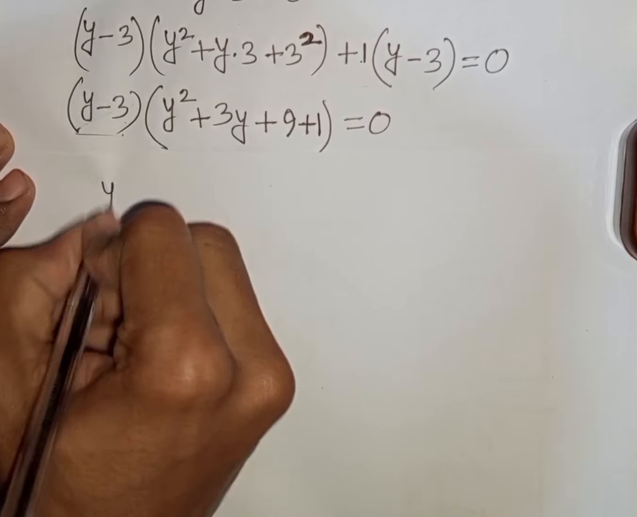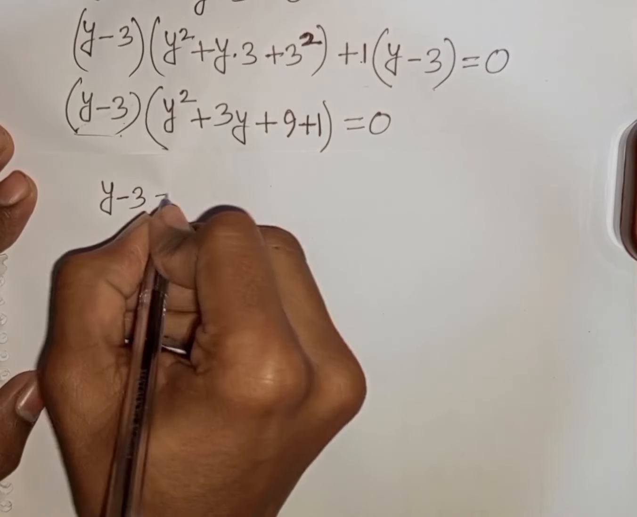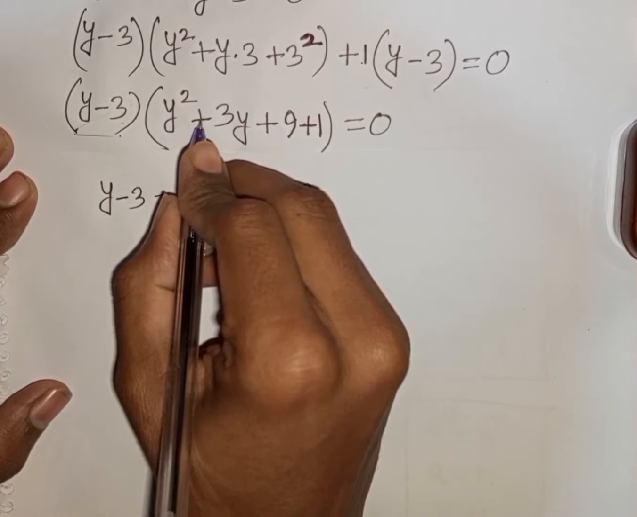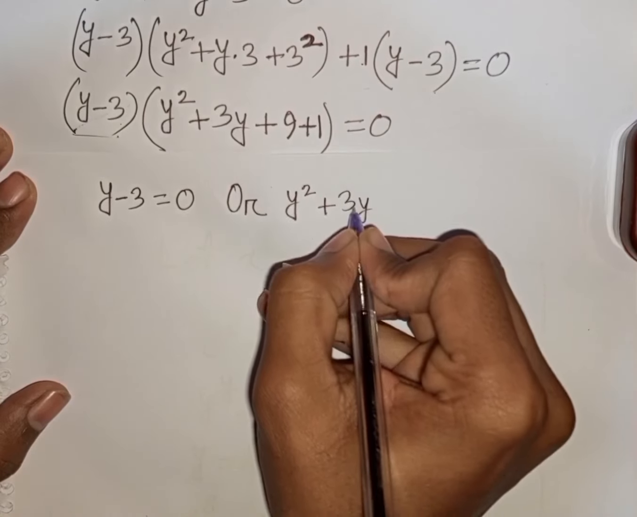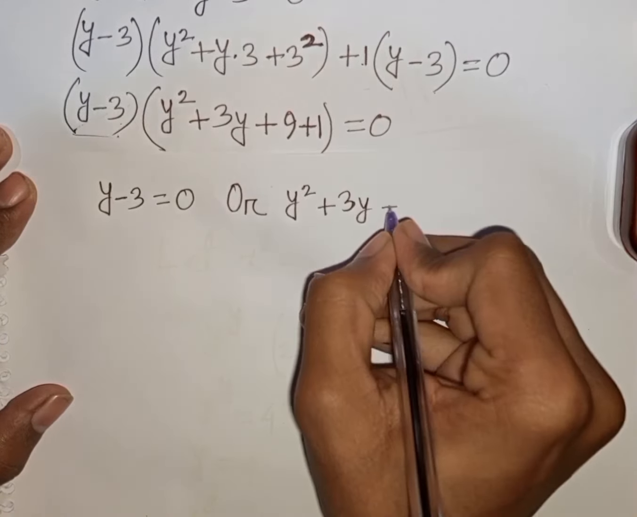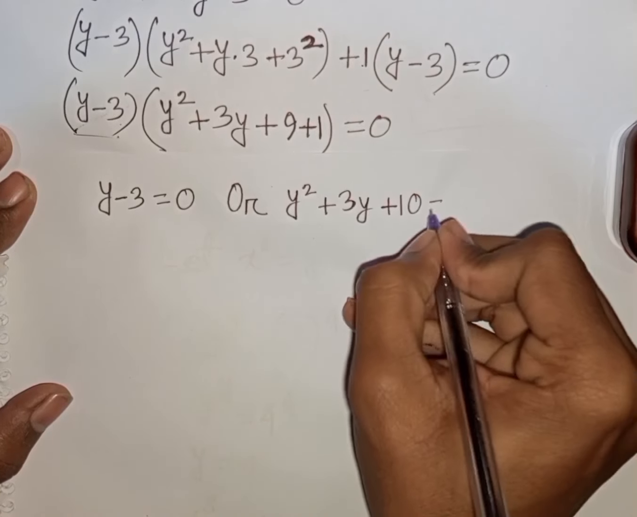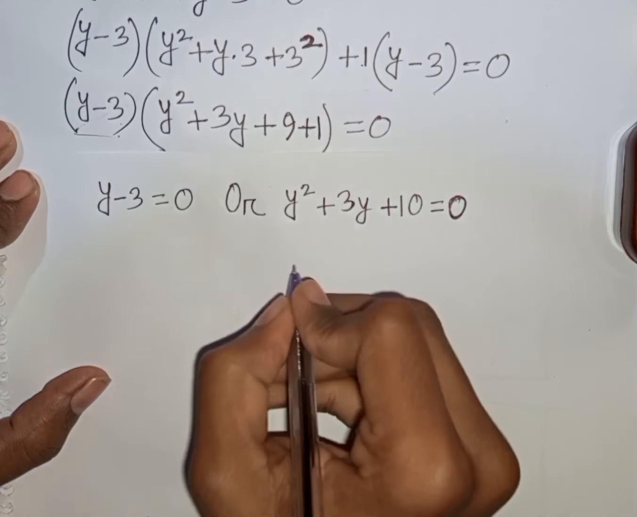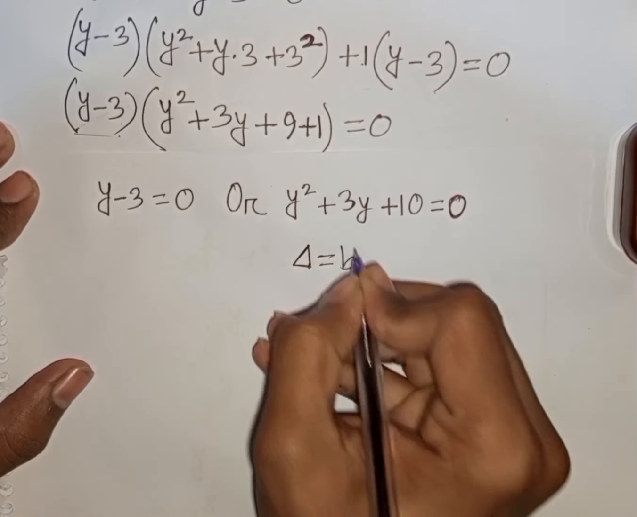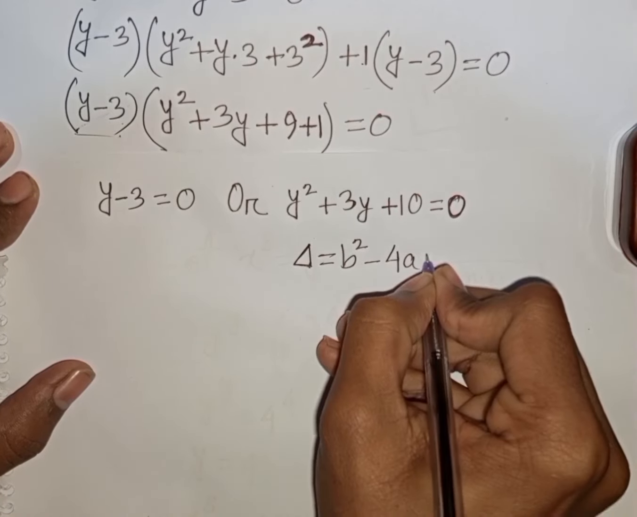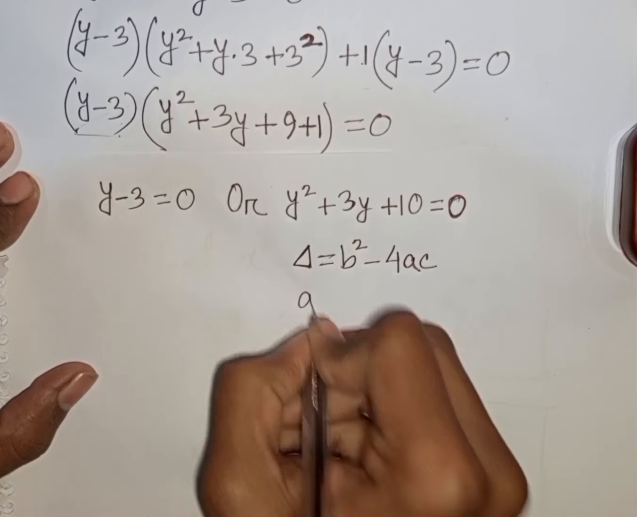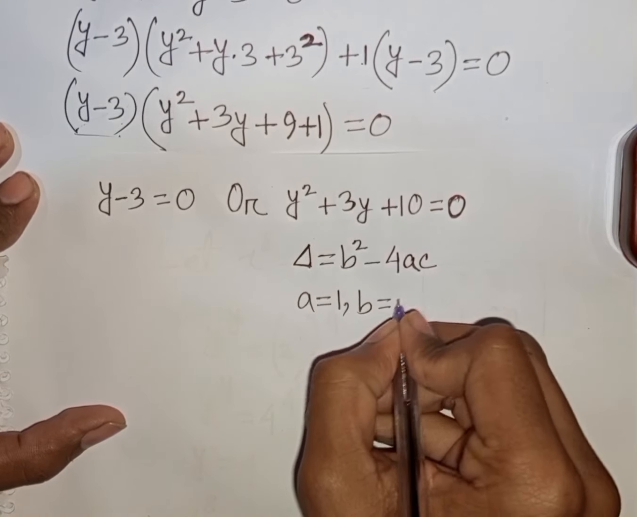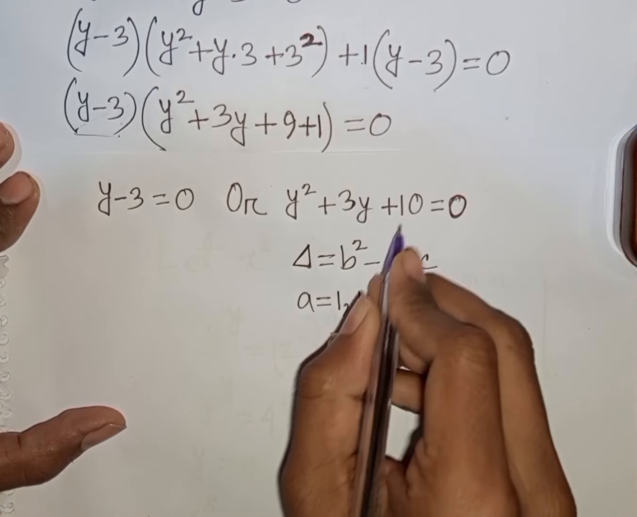Now we can write here y minus 3 is equal to 0, or y square plus 3y, then plus 9 plus 1, that means it will be plus 10, is equal to 0. Now here you can apply the discriminant formula, so you can write here delta is equal to b square minus 4ac. Here a will be equal to 1, b will be equal to 3, after that c will be equal to 10.